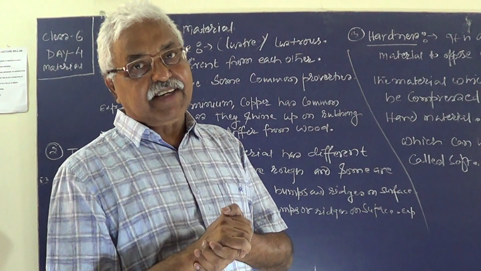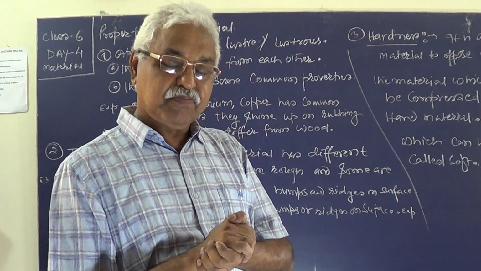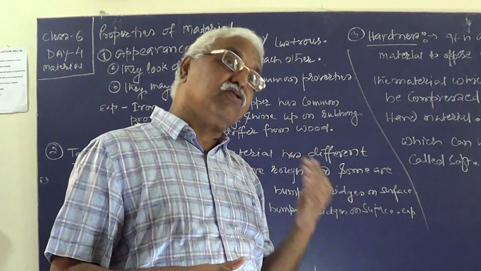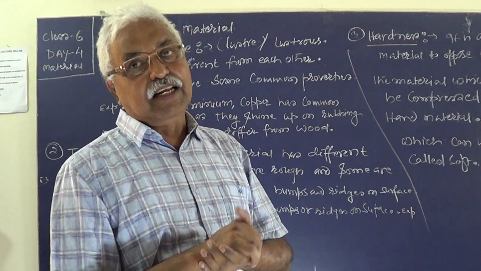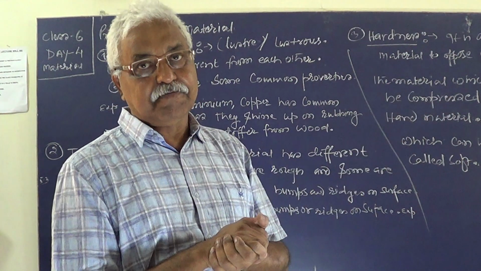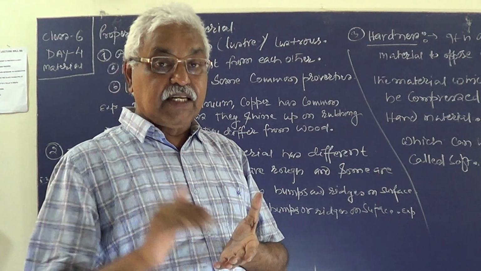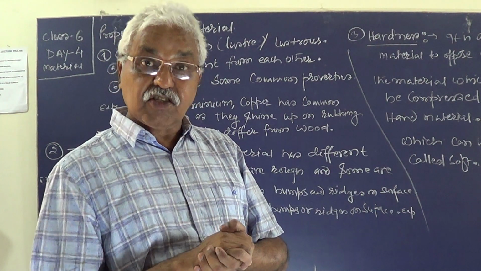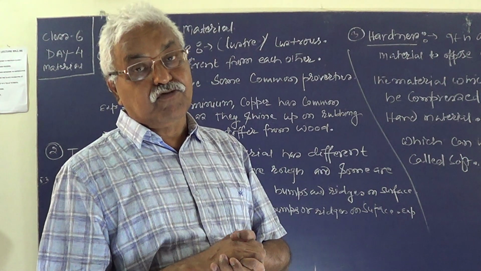Objects are of different types. An object is made out of material. A material is also an object, which may be made out of a single material or multiple materials. Similarly, materials also have different properties. As per the requirement of the object, we choose the material.